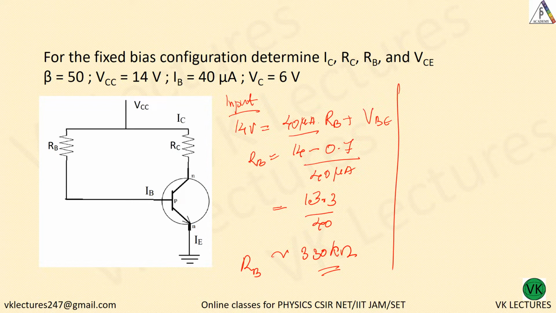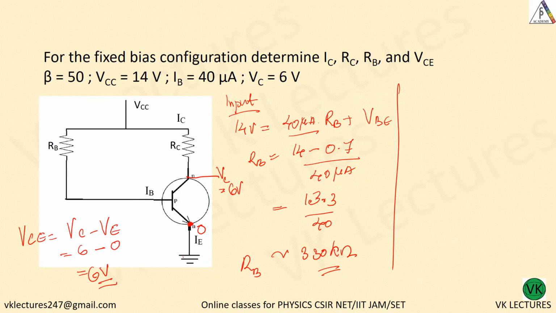Now we have to apply KVL to the output. So this point VC is given. VC is equal to 6 volt. Now what do we want? VCE. VCE is equal to VC minus VE. What is VE? The emitter terminal is connected to ground, so at this point it is 0 volt. So VE equal to 0, VC equal to 6, VCE equal to 6 volt.